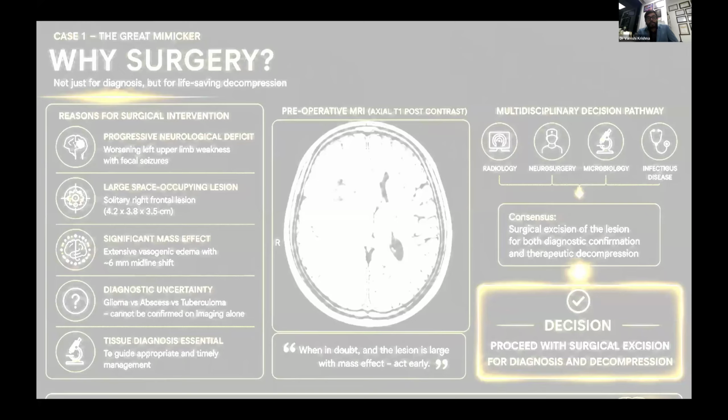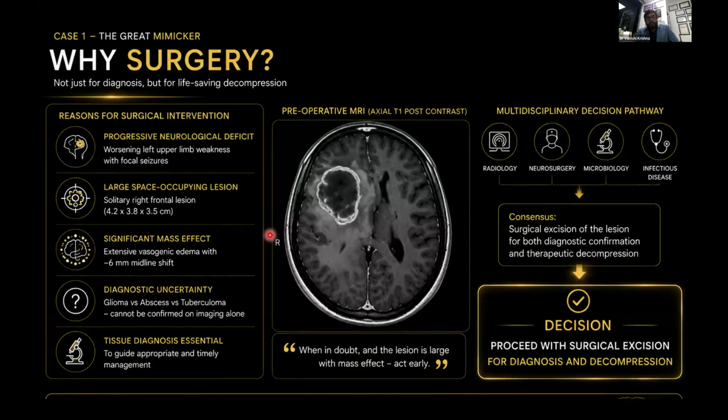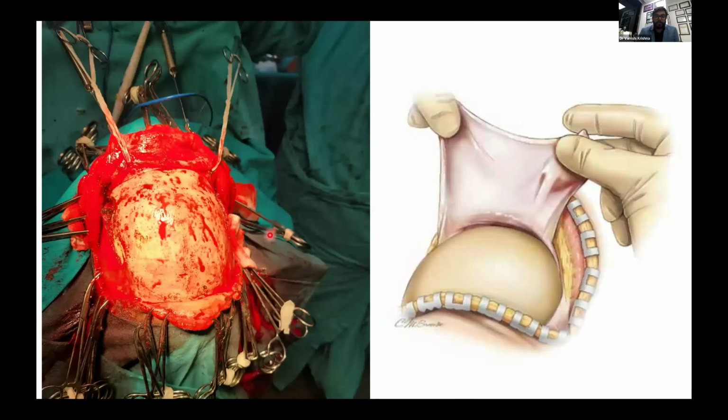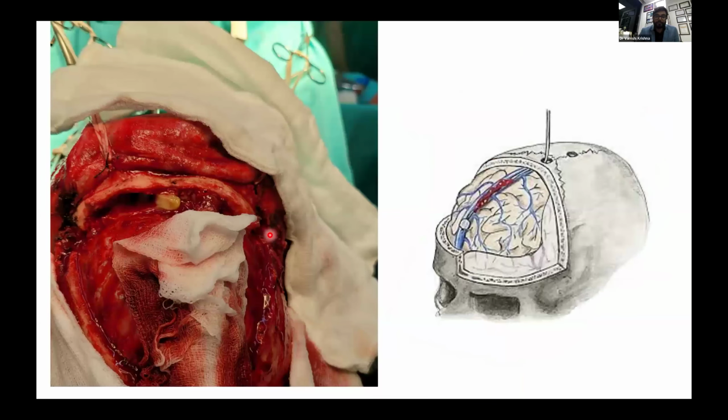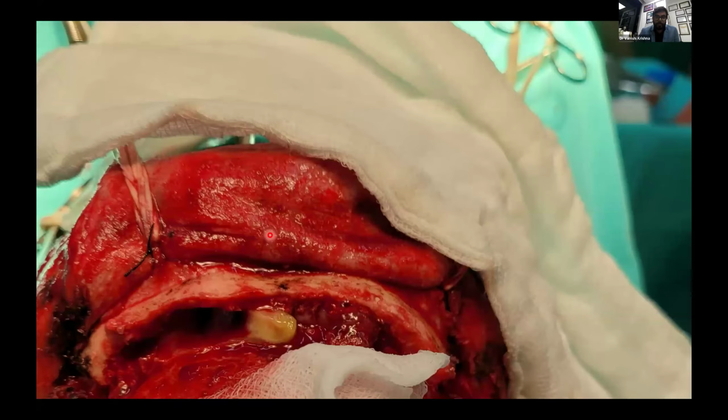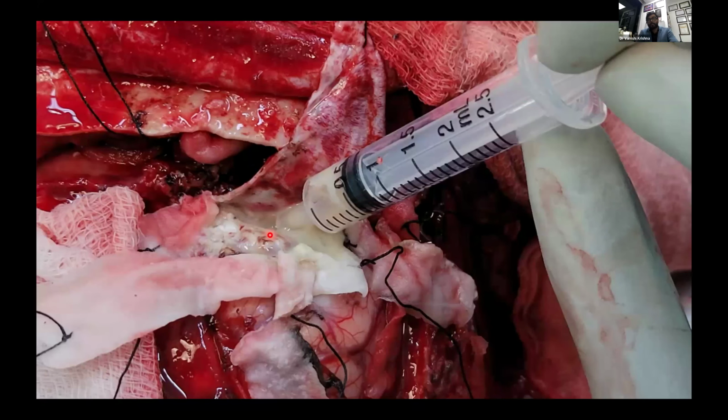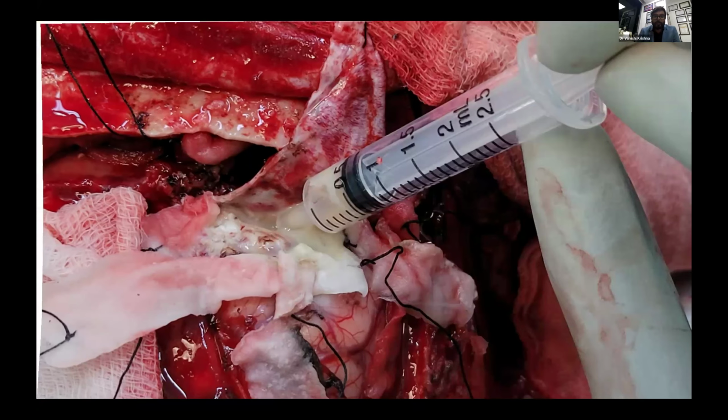We went ahead with the surgery. Why surgery? Because progressive neurological deficits were present, large space occupying lesion, significant mass effect, diagnosis was uncertain, and tissue diagnosis was essential in these cases. So we went ahead with the surgery. You could see bifrontal craniotomy was done. And you can see the locule over there. As soon as we opened the dura, we could see the pus locule, which we aspirated.